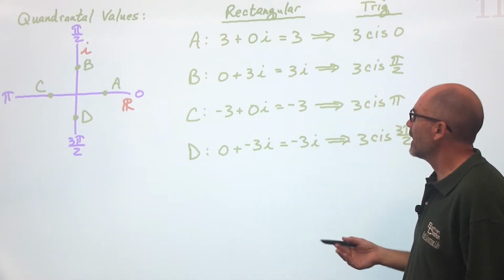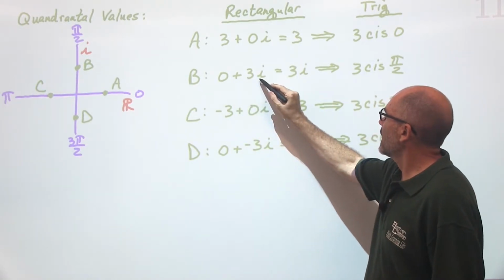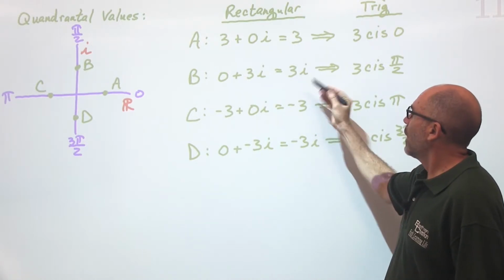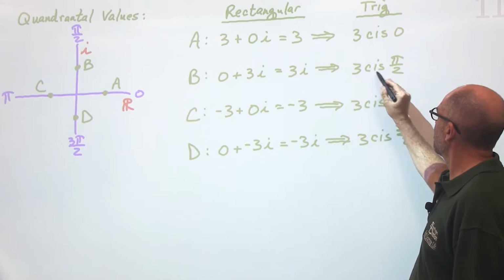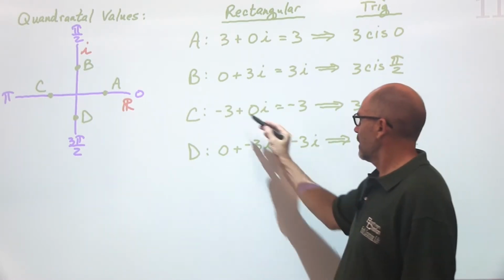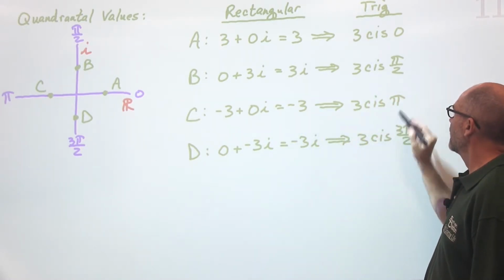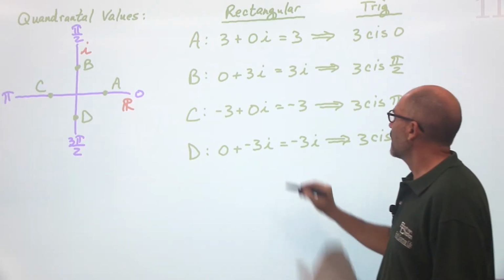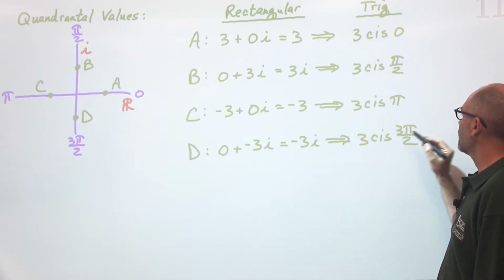Now what if we go straight up? Well, that's 0 real plus 3 imaginary, which is just plain 3i. Now, what angle is straight up? It's pi over 2. So all you have to do is go 3 cis pi over 2. Now what about negative 3 plus 0i? Well, that's just plain negative 3. That's just 3 cis pi, because pi is directly left. And if I want to go straight down, I have negative 3i, which is just 3 cis 3 pi over 2.